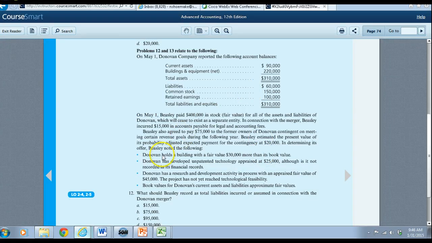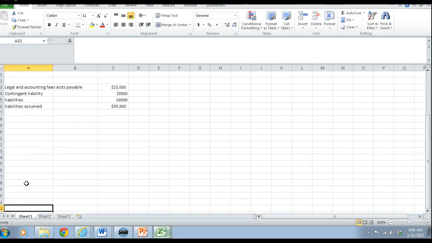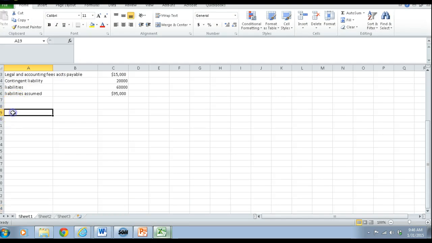It also tells us Donovan has research and development activities in process with a value of 45,000. So the way we're going to calculate the fair value of the assets would be by taking the current assets. We're at 90.